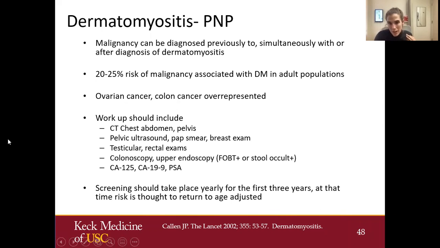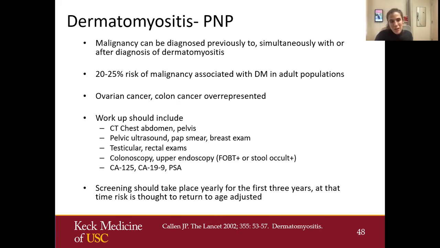And then we have to worry about it again as a paraneoplastic phenomenon. So just remember that the malignancy with dermato can be diagnosed prior to, simultaneously with, or after the diagnosis of dermatomyositis, which can be quite confusing, but means we just have to be vigilant. The risk for all comers with dermato is thought to be about 20 to 25% risk of underlying malignancy, so definitely not insignificant.